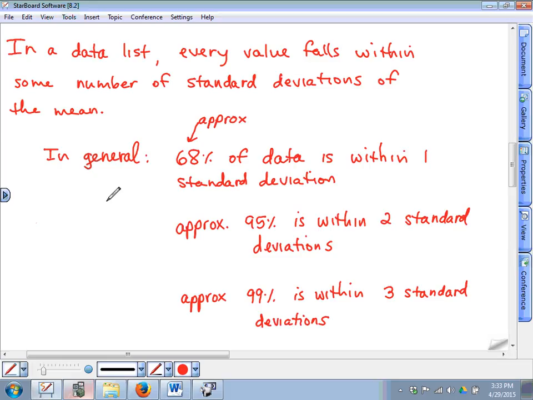And this is kind of getting a little bit ahead into one of the other lessons, but this is called normally distributed data. We'll talk about that later on down the road, but if the data is distributed normally, then this generally applies to the data.